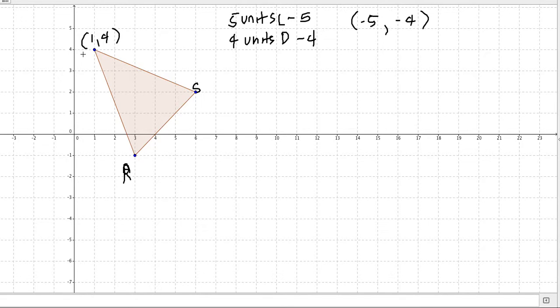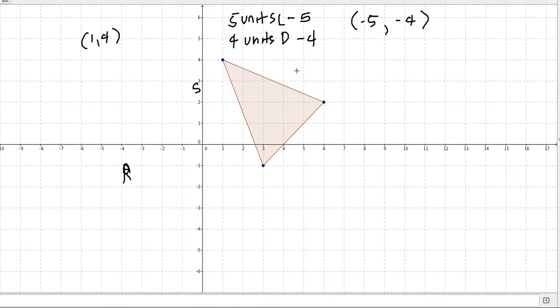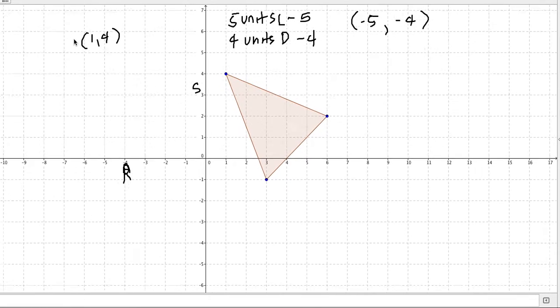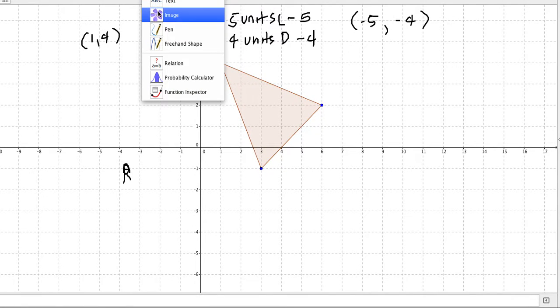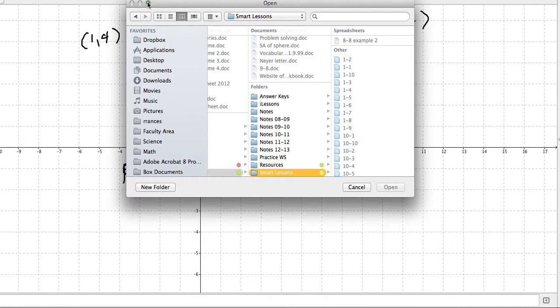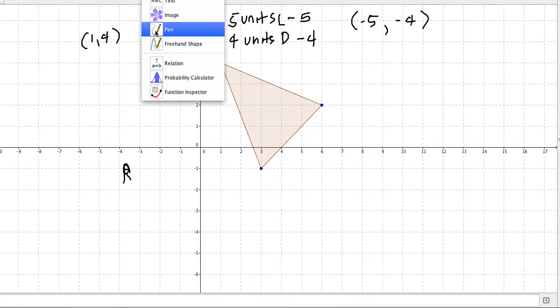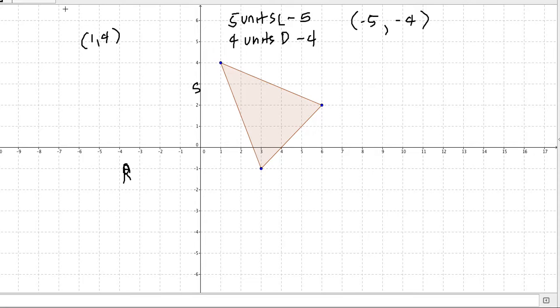So let's try that. 5 units to the left means 1, 2, 3, 4, 5. Oh, it's out of our screen, so we need to move everything over here. Sorry. Okay, so you get the point.